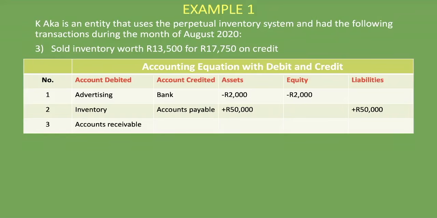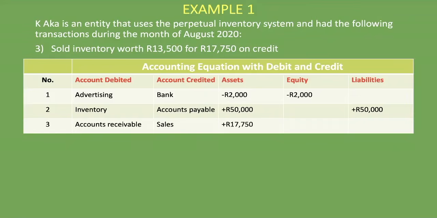That is income. So we put here sales because sales is an income, and then we now put on the asset side. What is happening to our assets? Well, our accounts receivable is going up, meaning the amount of money we are owed is going up, and that is our asset. So we put the plus 17,750 rand.